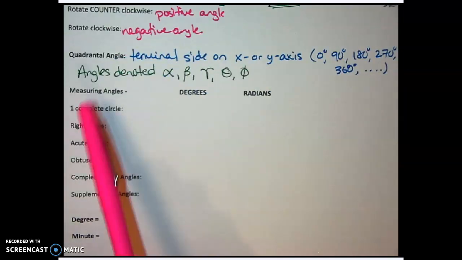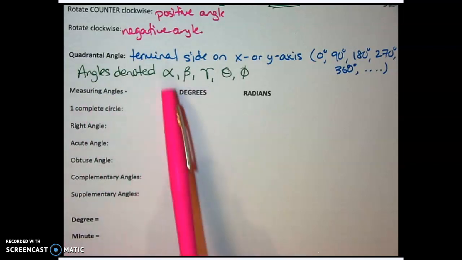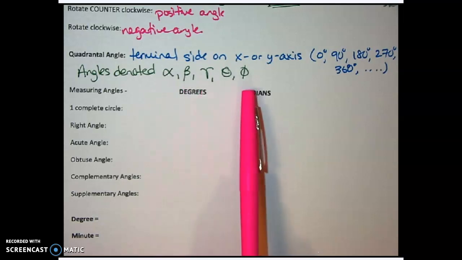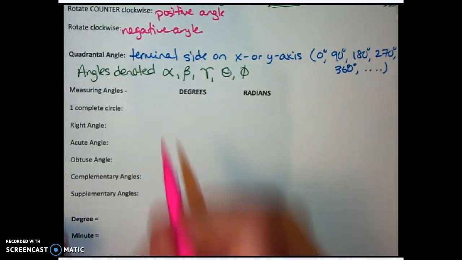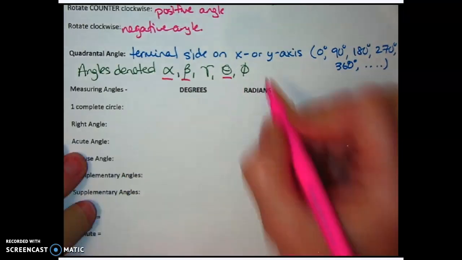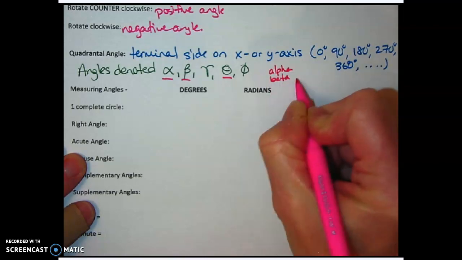Okay, so also, angles are denoted with Greek letters, the lowercase Greek letters. So this is alpha, beta, gamma, theta, and phi. Mostly, and oftentimes you'll see in books, the ones that are most often used are going to be alpha, beta, and theta.